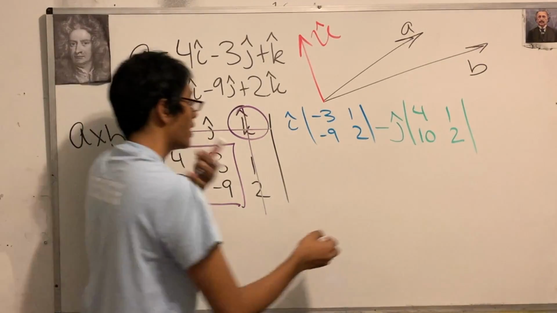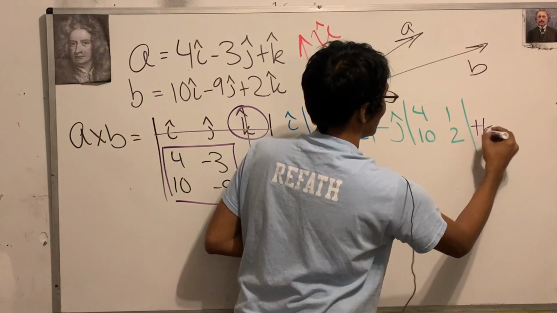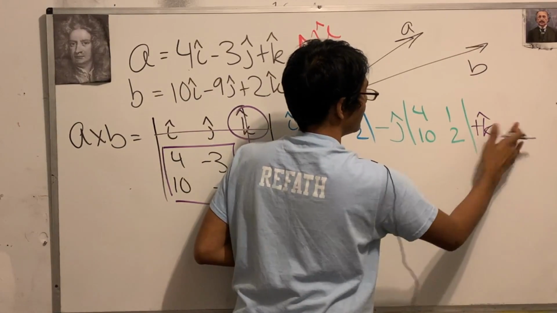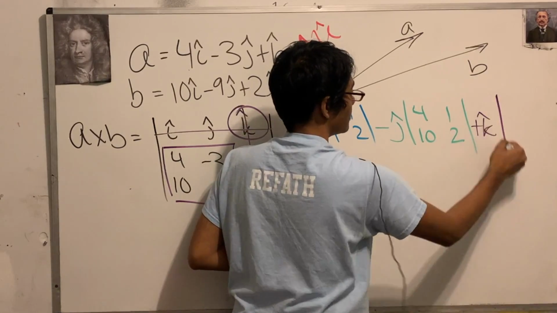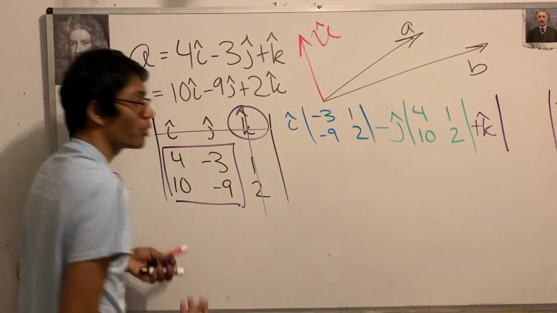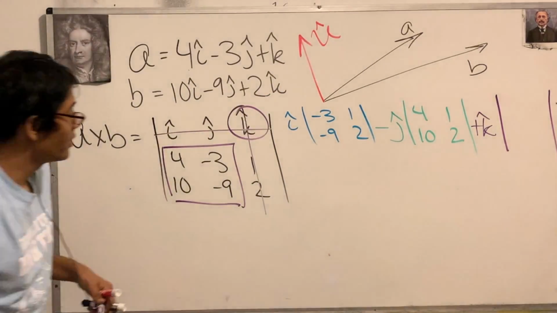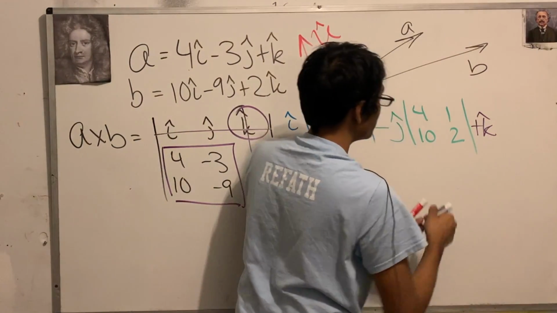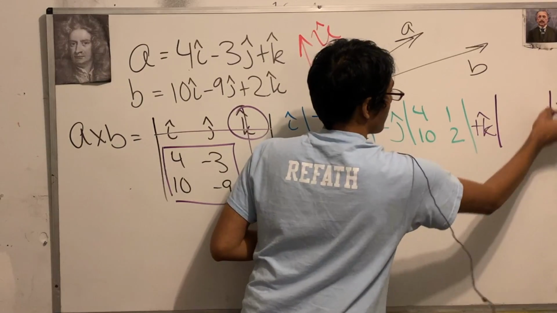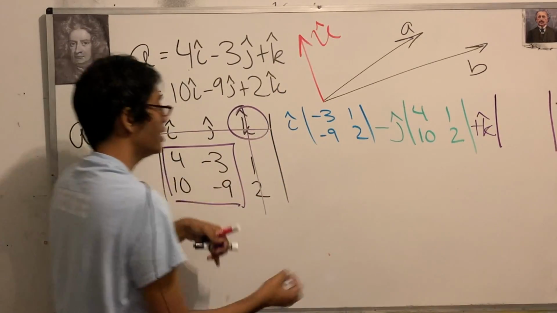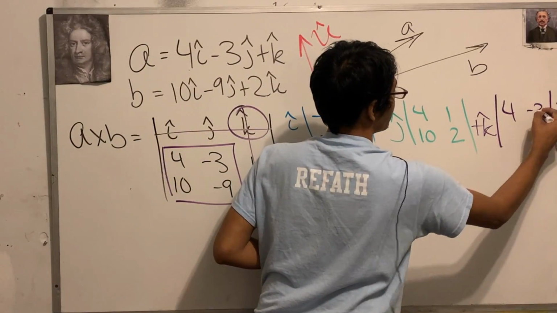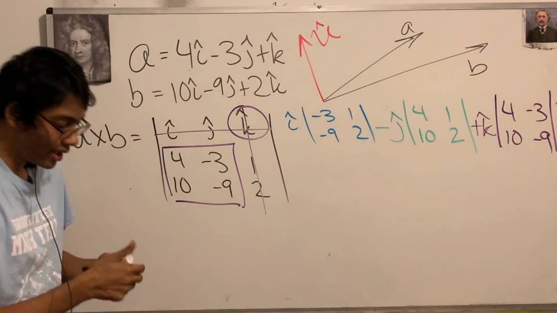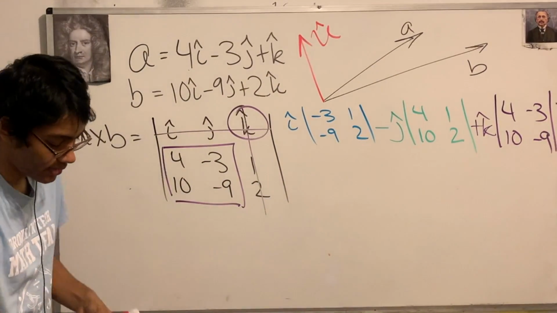So I'm going to isolate the column, isolate the row, circle k hat, circle the isolated square matrix. So now I can go ahead and put this down here, plus k hat, and let's put down the square matrix we're hoping to find the determinant of. What is that square matrix? Well, it's going to be a 2 by 2 square matrix, we know that. So we're going to have 4, negative 3, 10, negative 9. Okay, now we're ready to compute these determinants.